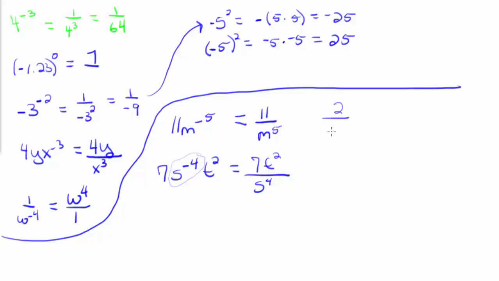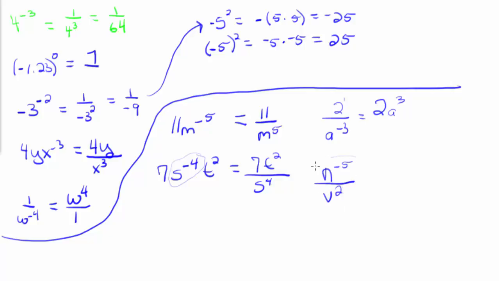2 over a to the negative 3. That 2 stays because it has a positive exponent, it's technically 2 to the 1st. A cubed. You can put it over 1 if you want, but you just bring that up. Okay?